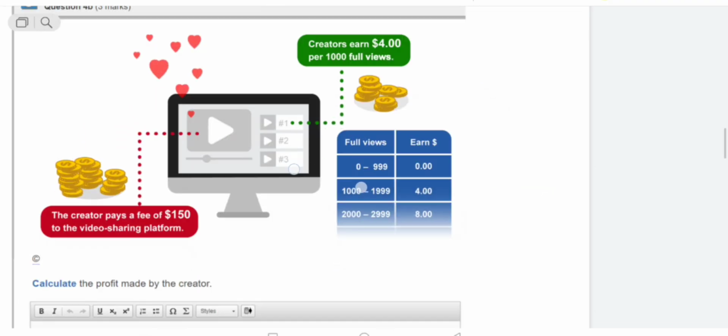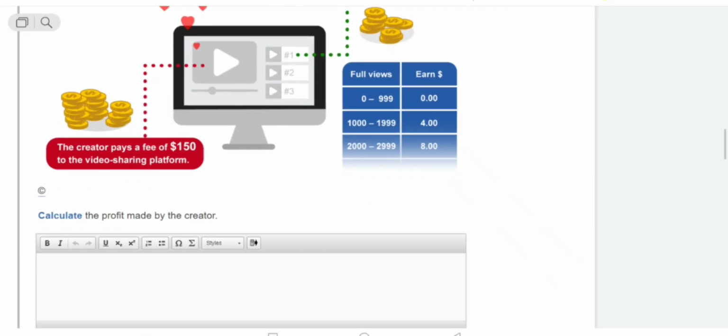B part. Okay, calculate the profit. The creator pays a fee of $150 to the video sharing platform. The platform where he is sharing, he needs to pay the fee of 150. Okay, then here is the chart. You are getting $4 on every 1,000. If the views are from 1,000 to 1,999, less than 2,000, you will get 4.